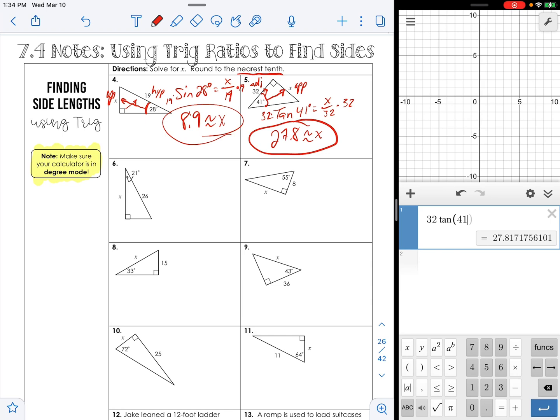Just like that. Identify the angle, figure out which pieces you have, figure out which part of the trig you need, the SO, the CA, or the TOA, and create your equation and solve.